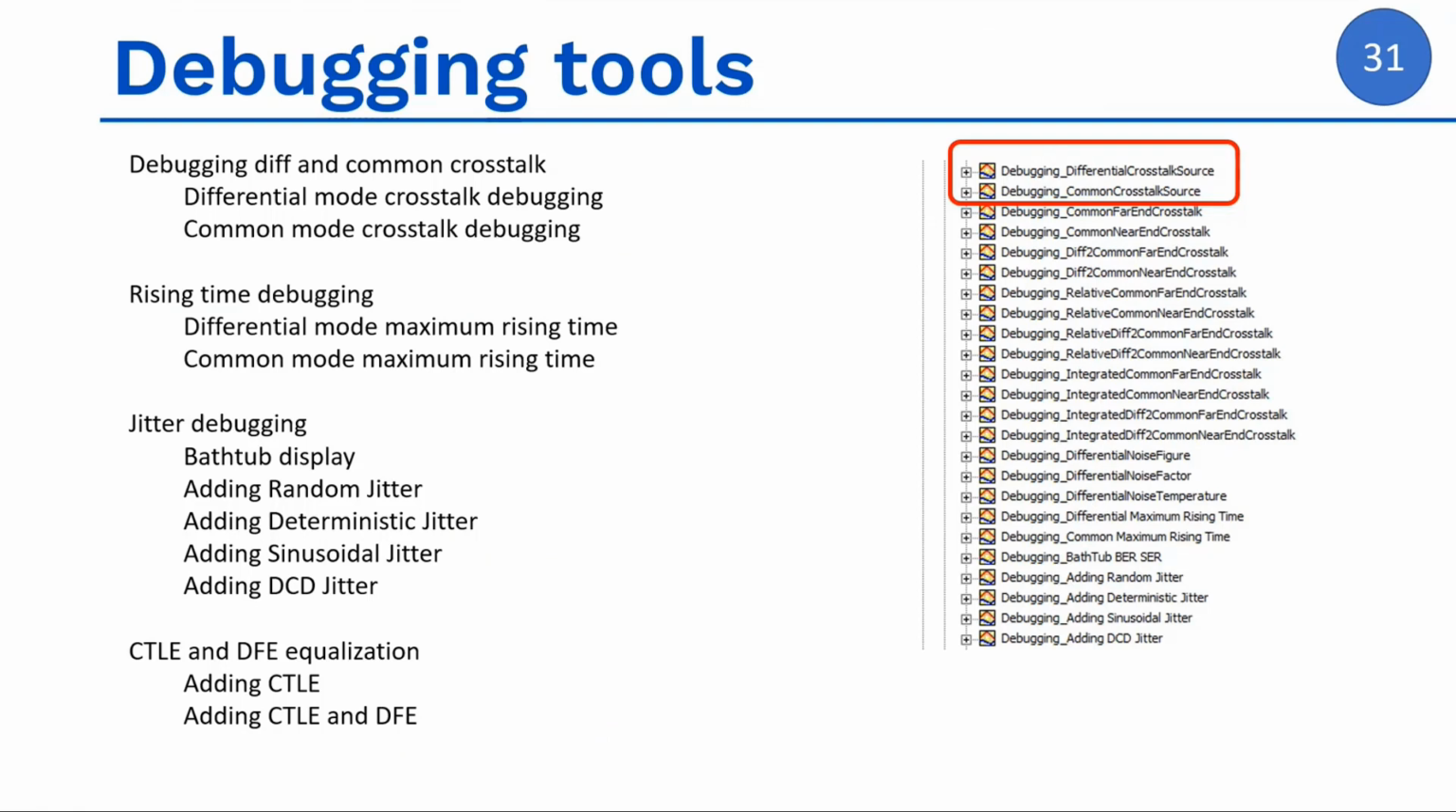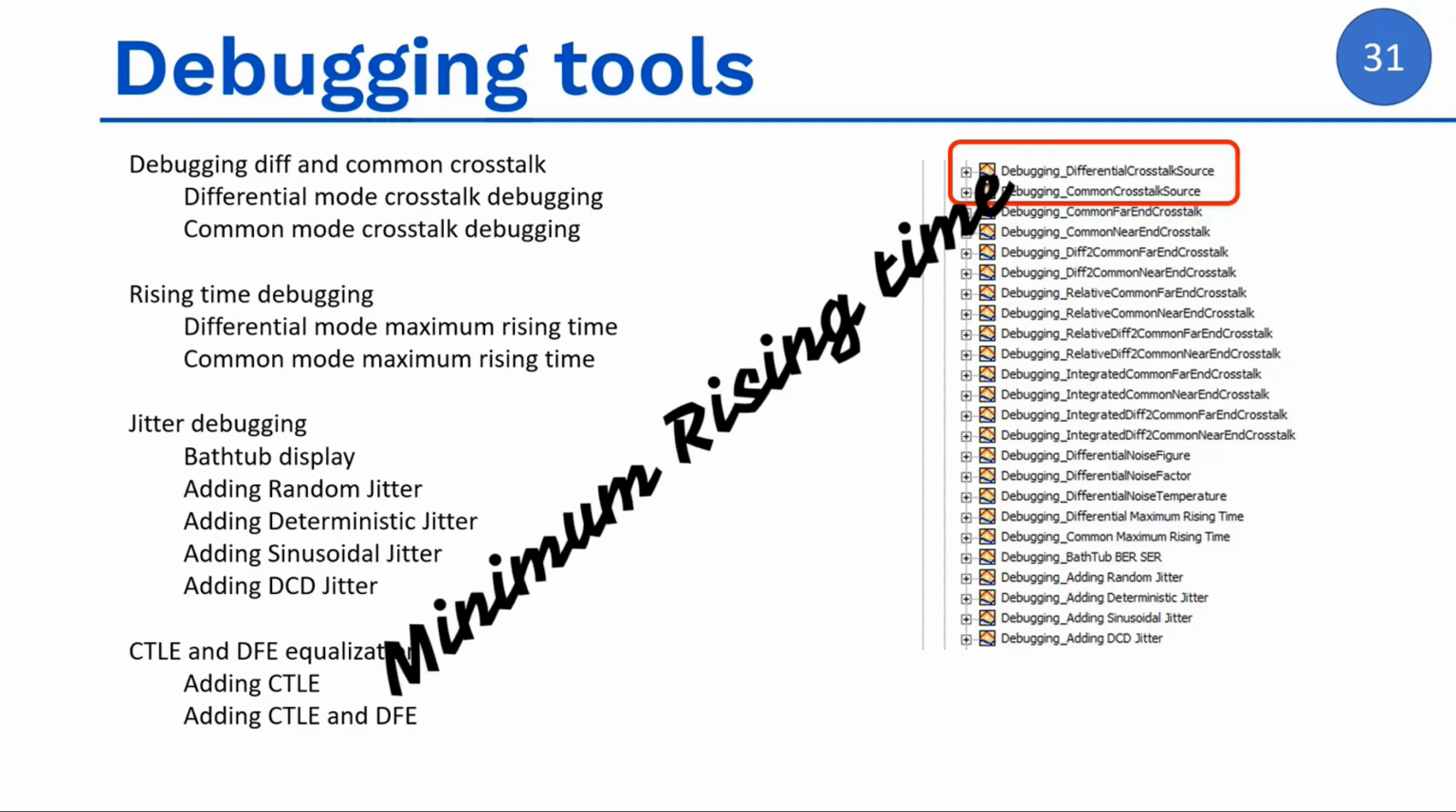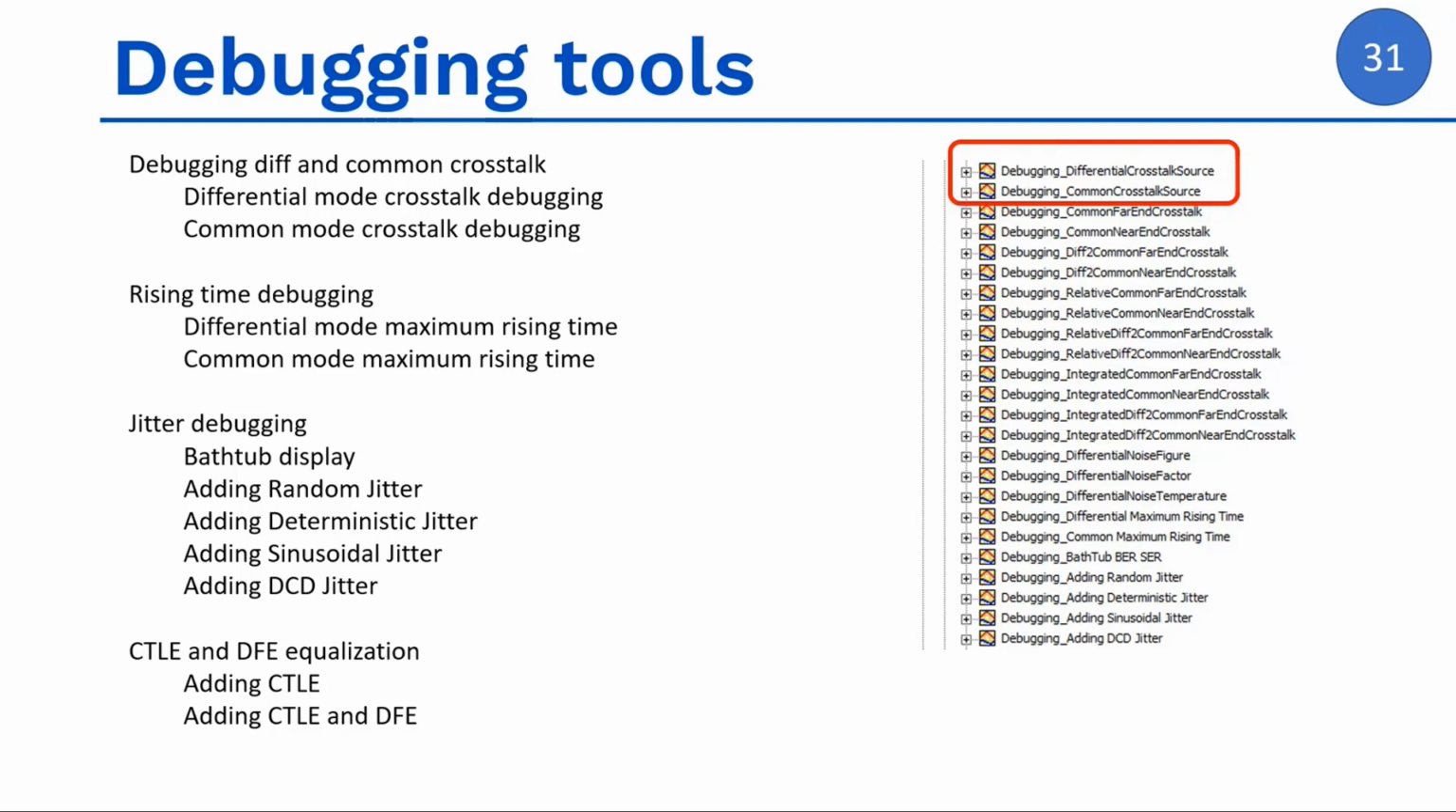So this is one of the debugging tools. We have things related to the rising time. Practically, when you do rising time, you have a bandwidth, and you want to know what is the maximum rising time I can have. So if I use something smaller than that, I know for sure it's not going to go through. The traces will increase the rising time because of the bandwidth.